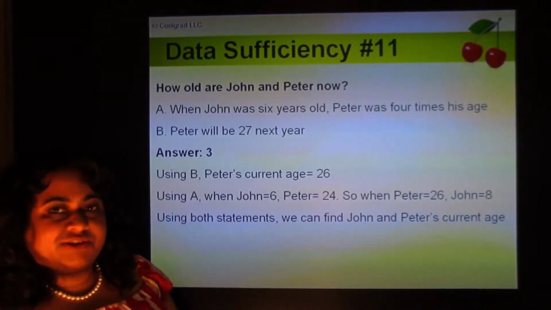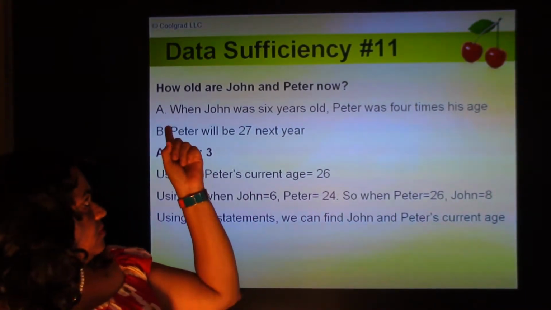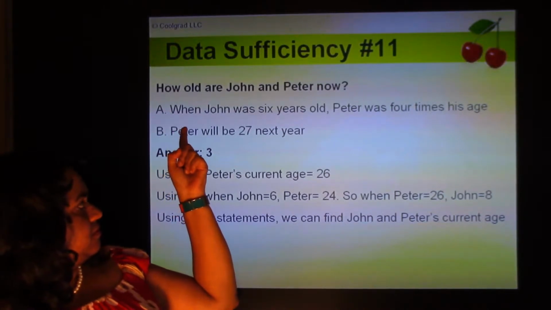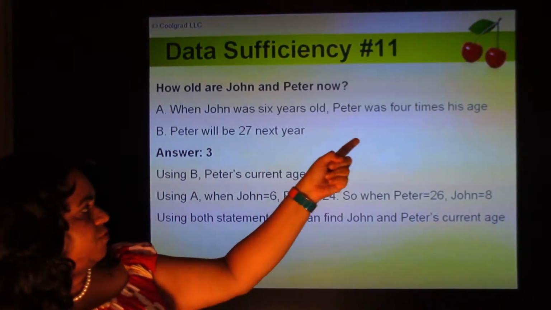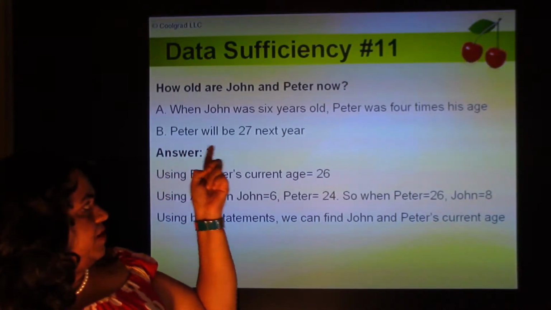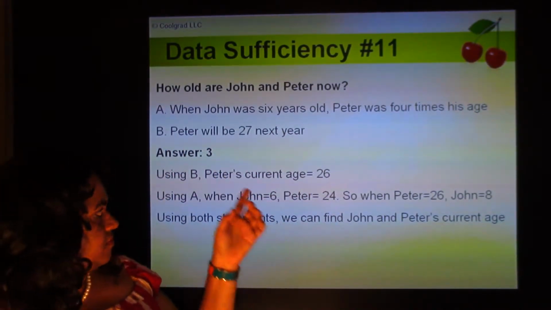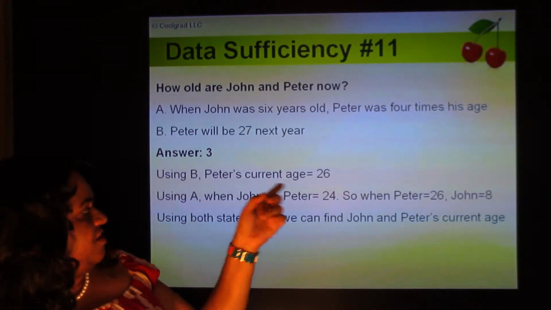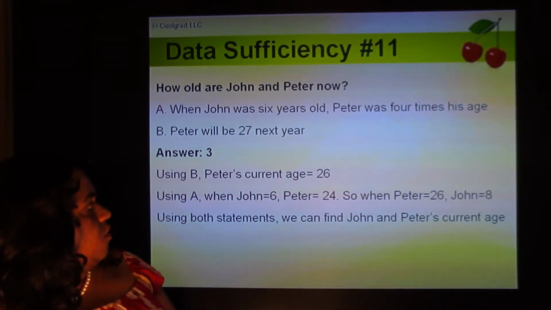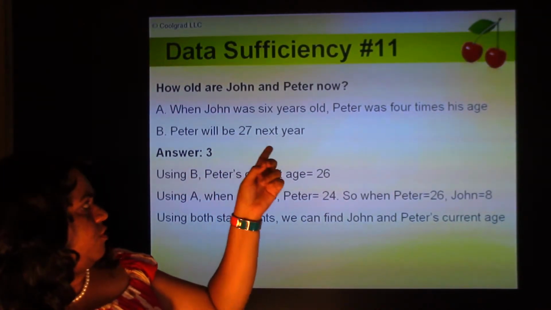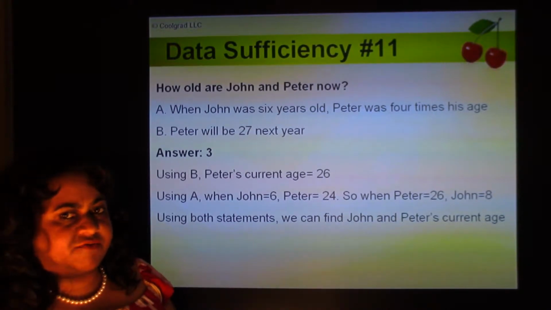So, question number 11. How old are John and Peter now? Statement A: when John was 6 years old, Peter was 4 times his age. Statement B: Peter will be 27 next year. Using statement B alone, Peter's current age is 26. So, using statement B alone, we only know the age of Peter. We don't know the age of John. So, clearly statement B alone is not sufficient.